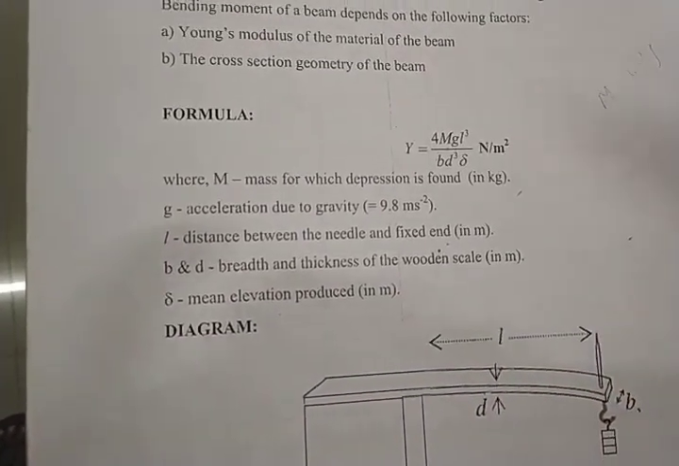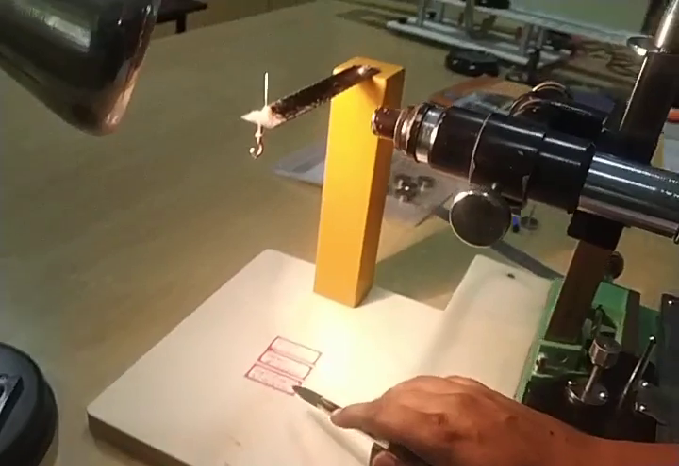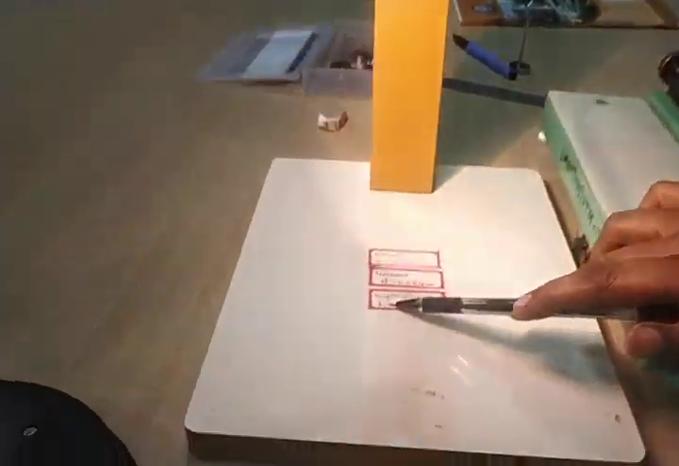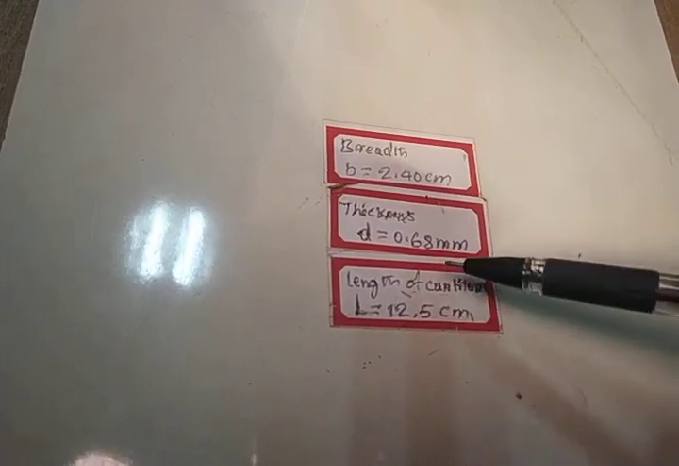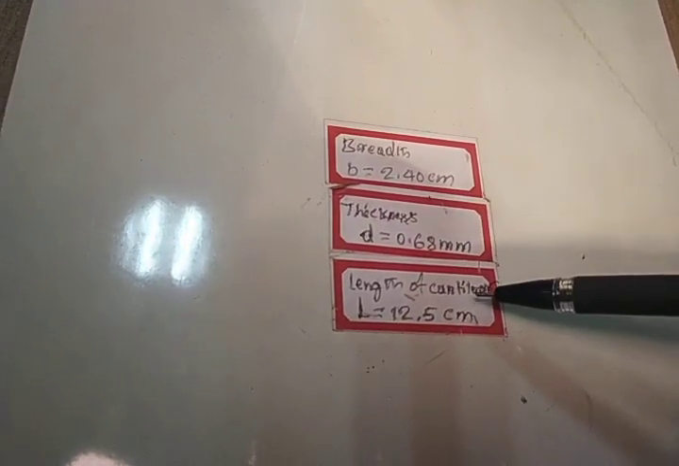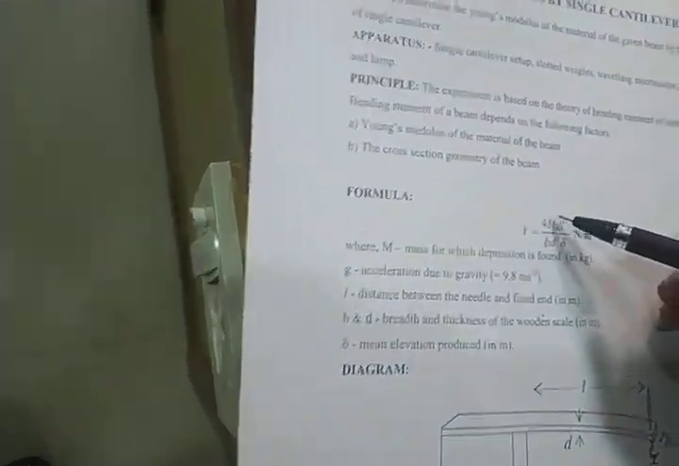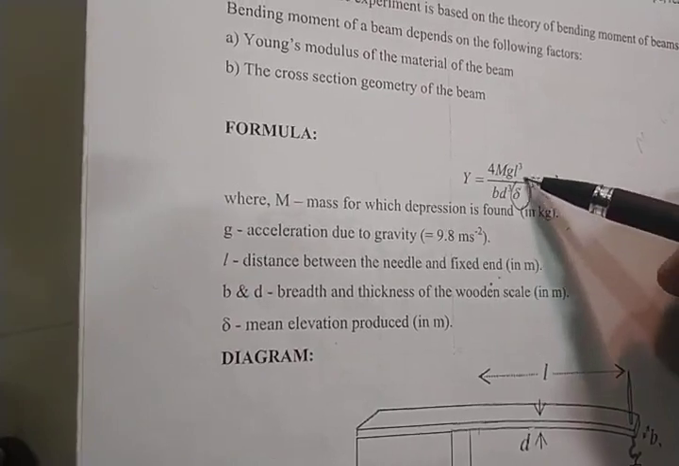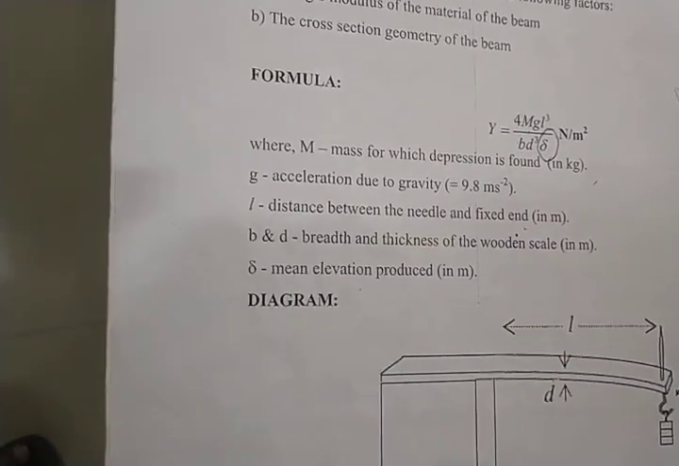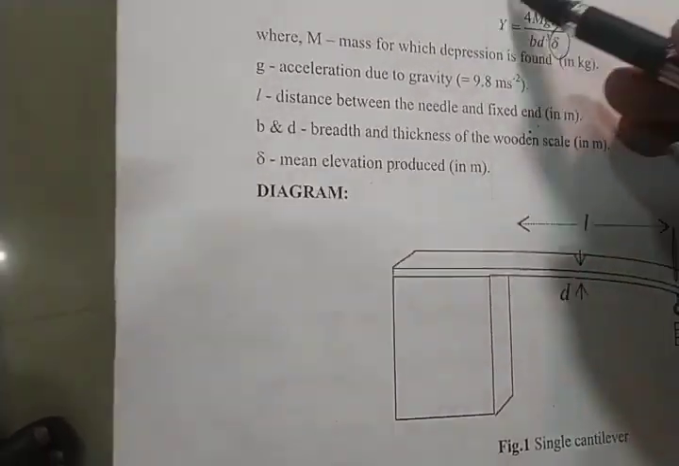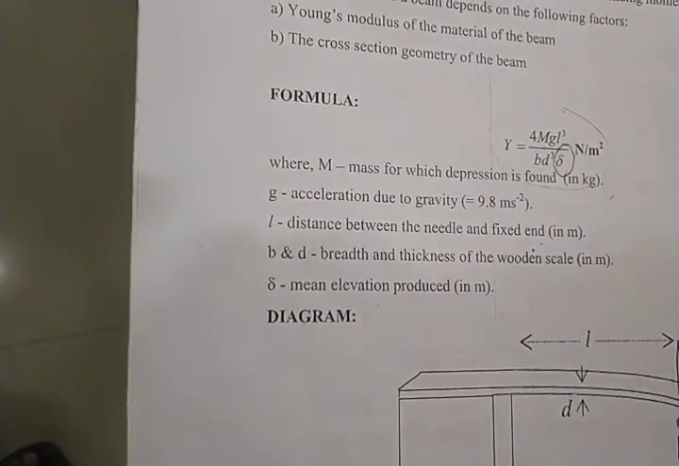In our apparatus, the length of the beam, the thickness of the beam and the breadth of the beam are all given on the cantilever itself. You just copy those values while doing your experiment. All constant values are given in this formula, excluding this delta. This delta refers to the mean elevation produced by the beam. Using this formula, we have to determine the value of Y.